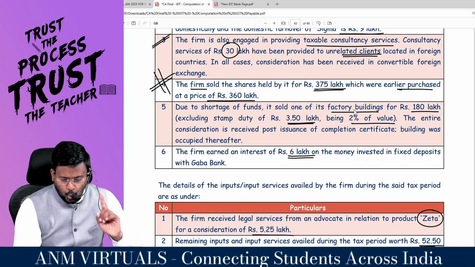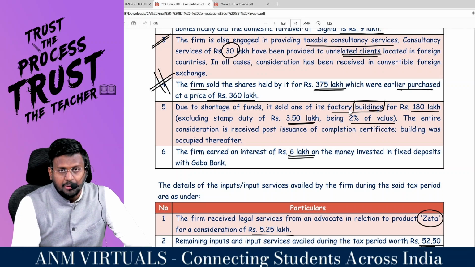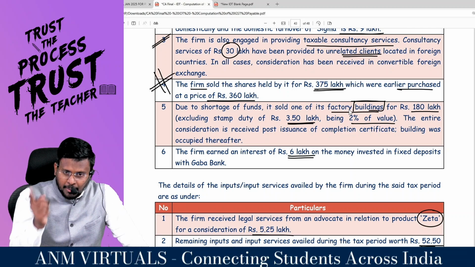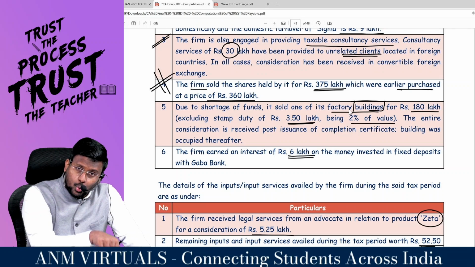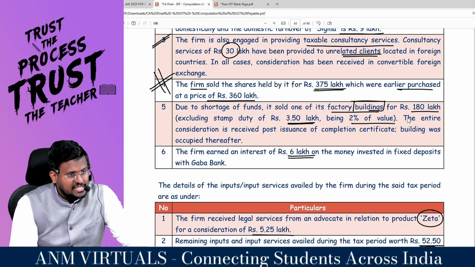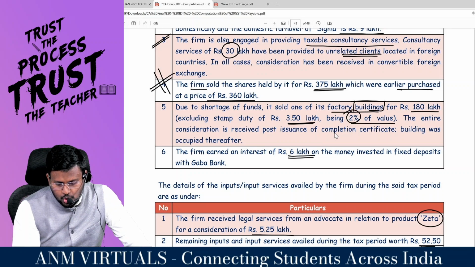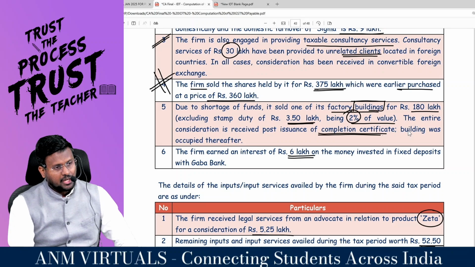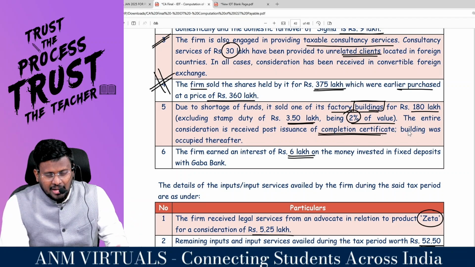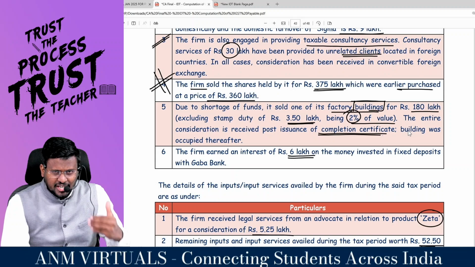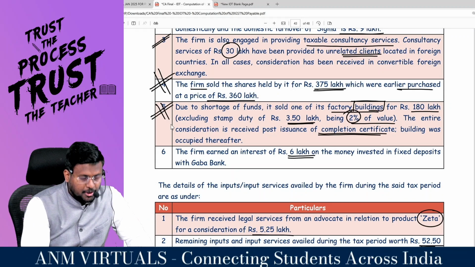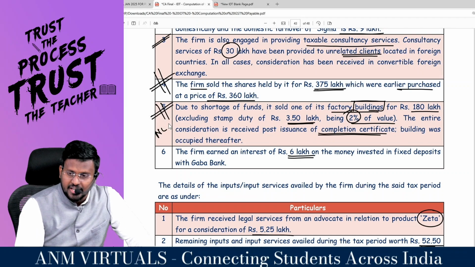Due to shortage of funds, it sold one of the factory buildings. Buildings are not goods, because goods means every kind of movable property. Building is not movable property. Anything other than goods are services, but buildings are covered in Schedule 2 and Schedule 3, for 180 lakhs, excluding stamp duty value of 3.5 lakhs being 2% of the value. The entire consideration is received post issuance of the completion certificate. Building was occupied thereafter. That means, sir, since the entire consideration has been received after receipt of the completion certificate, it is neither supply of goods nor supply of services, it is a negative list item covered in Schedule 3.